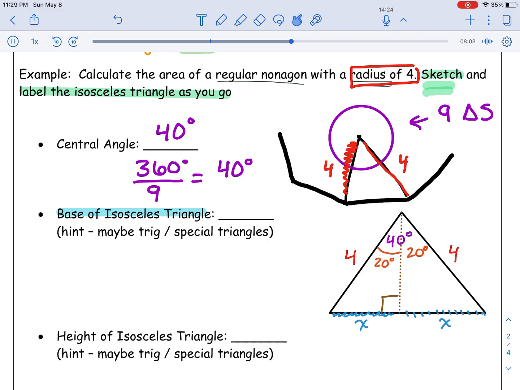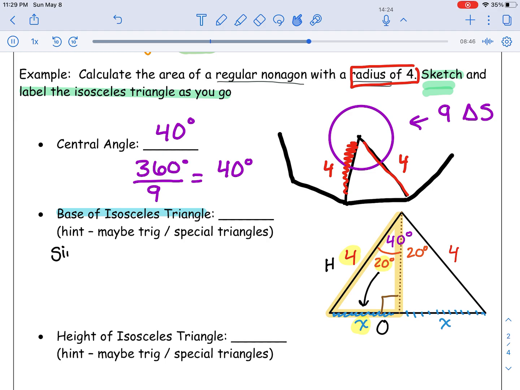If I think about my triangle, but I pull out just one side of the triangle, let's pull out the left-hand side and think about that for a minute. I have a 90-degree triangle where I know an angle, a side, and I want to know the other side. I'm going to use trig. If I look at my triangle carefully, you'll notice that the X is opposite of the 20 degrees, and the 4 is the hypotenuse.